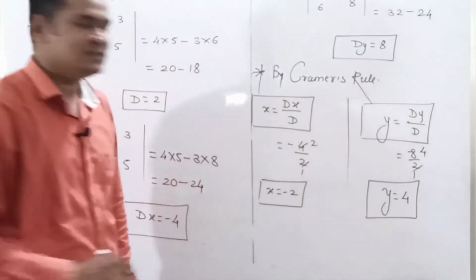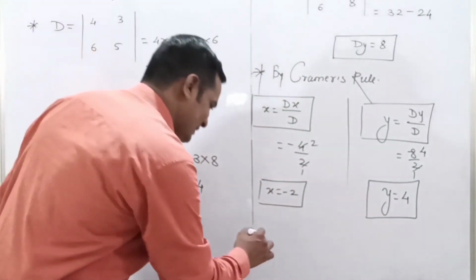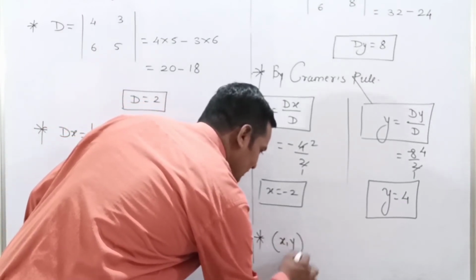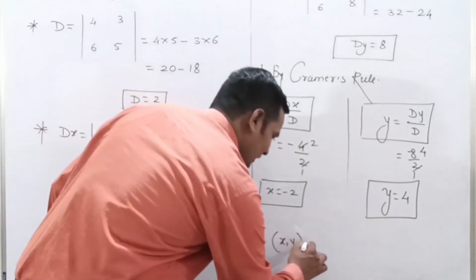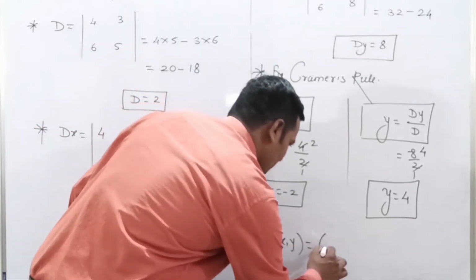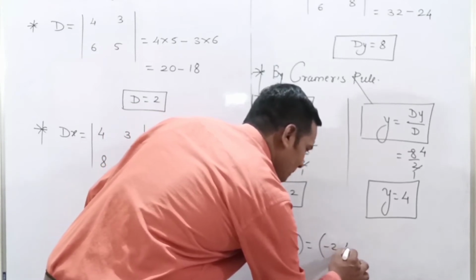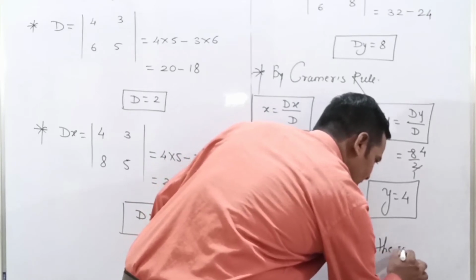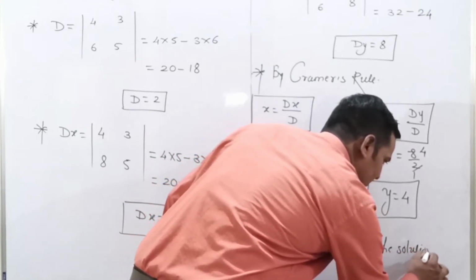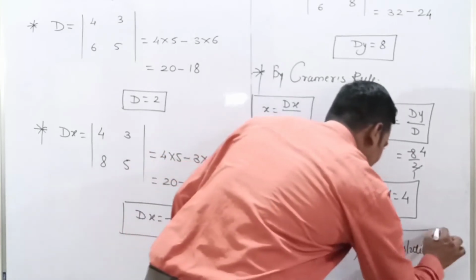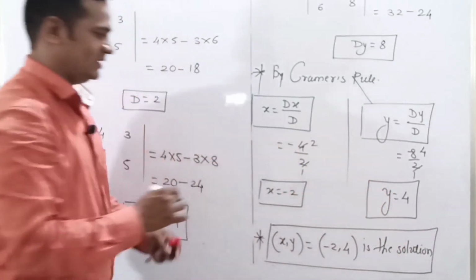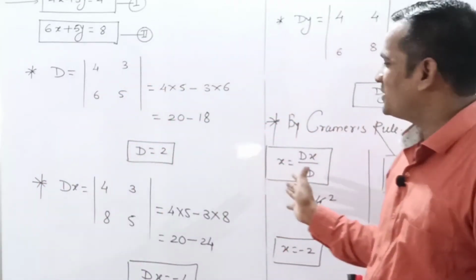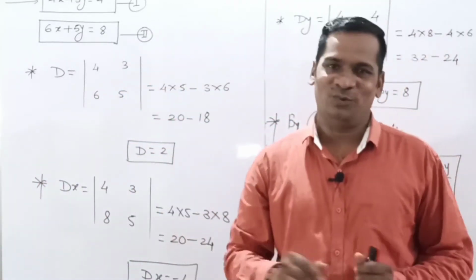So let's write down that answer in words now. So what is that answer? With the star we will write here that again x and y, these variables are given. So x, y is equal to, now what is there? Minus 2 and 4 is the solution. Now this is the answer. Okay, how simple is this to find out the answer of the given simultaneous equation by using Cramer's rule.